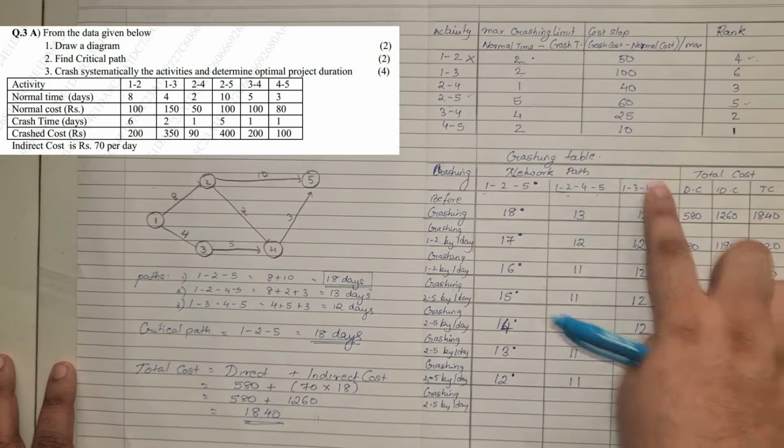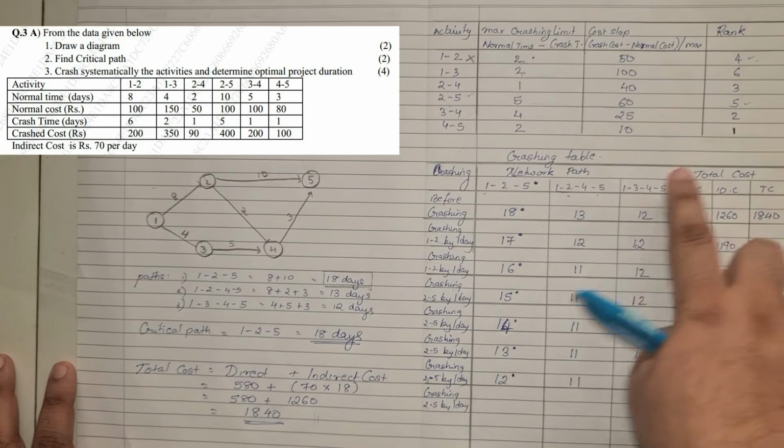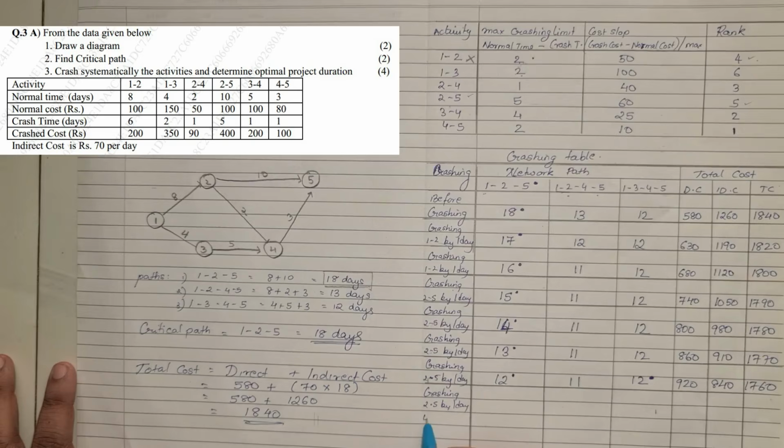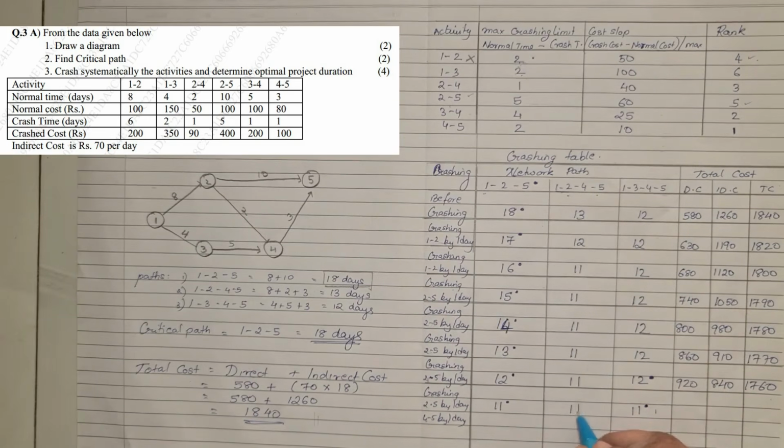1, 3 is rank 6. 3, 4 is rank 2. And 4, 5 is rank 1. So I'll even crash 4, 5 by 1 day. So this will become 11 days. This is also 11 and this is also 11 days now. Okay, so 4, 5. Wait, 4, 5 was here also. So this will become 10 days.